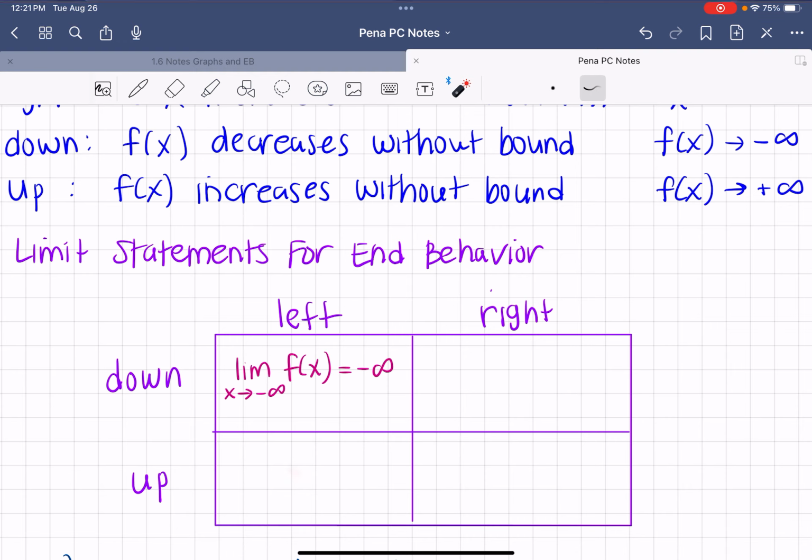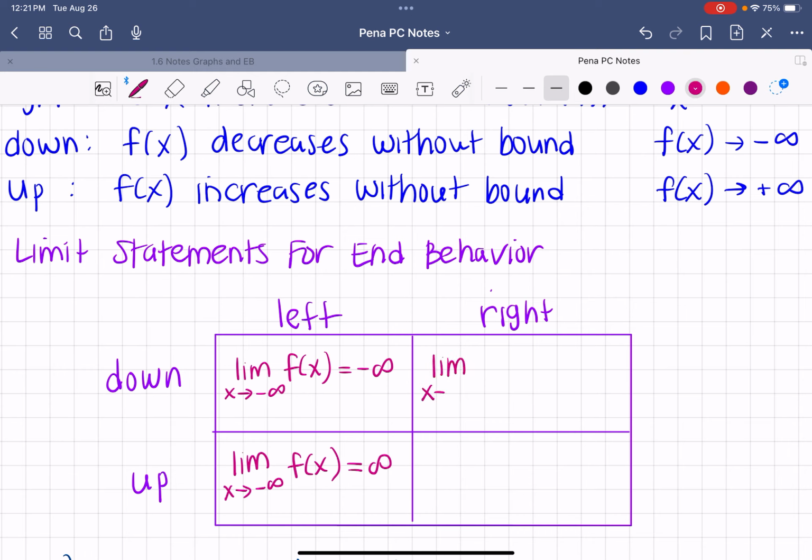Underneath this, I still want to talk about the left side of the graph, so the limit as x arrow negative infinity, but now I want to say that the function is pointing up. So we say the function equals positive infinity. I'm not writing the plus sign; we just know it's positive if I don't write negative. Then for the right side, the limit as x approaches infinity. Notice that over here for left there's a negative, but on the right it's positive. If my function is pointing down, it's negative infinity. And then the limit as x arrow infinity, f of x equals infinity.